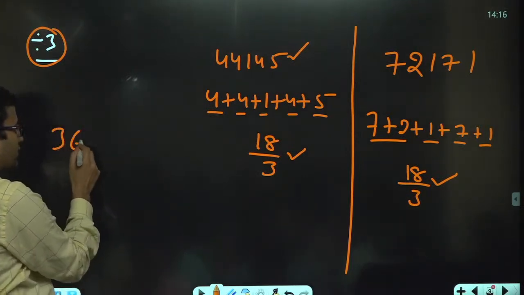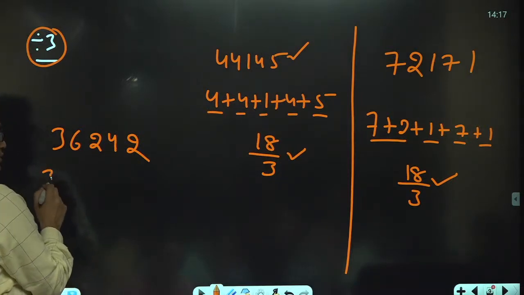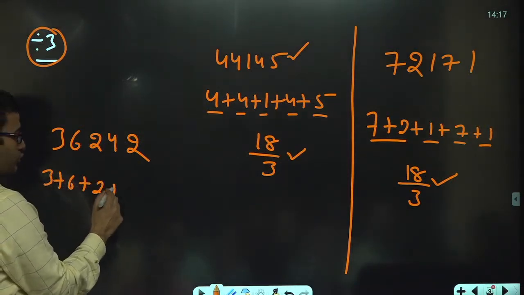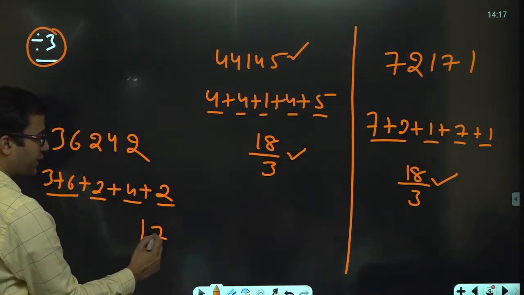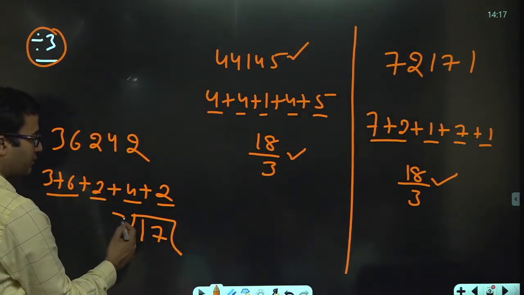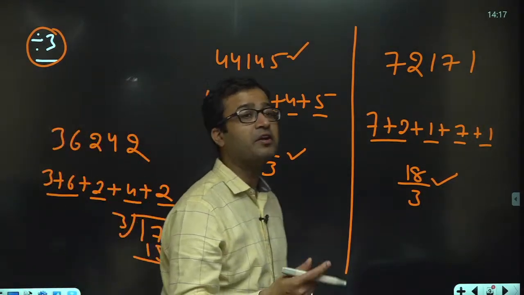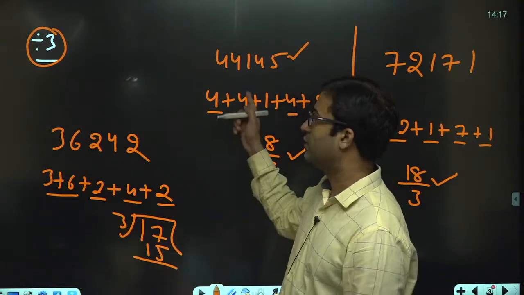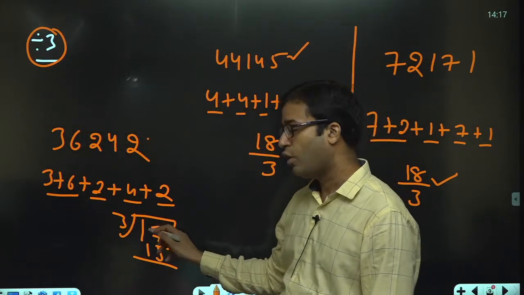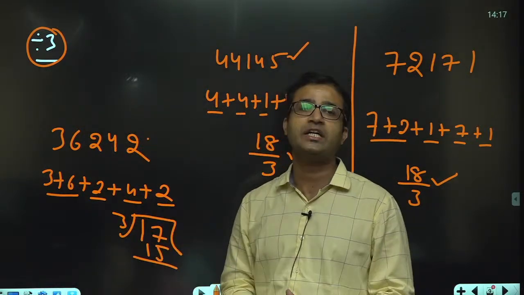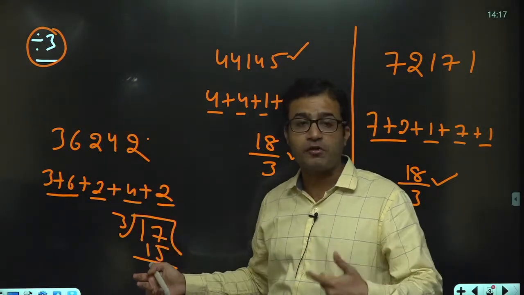Like for example, 36,242. So it is 3 plus 6 plus 2 plus 4 plus 2: 9, 11, 15, 17. But when you divide 17 by 3, it is not divisible. If it is not divisible, then there is a remainder. Here also this short trick works. No need to check this complete number. Only 17 is sufficient to tell you either it is divisible, or if not, what the remainder is.